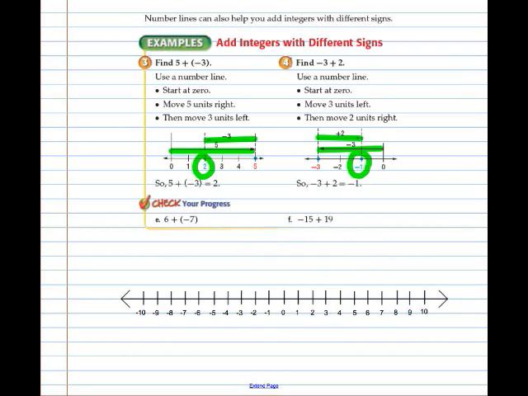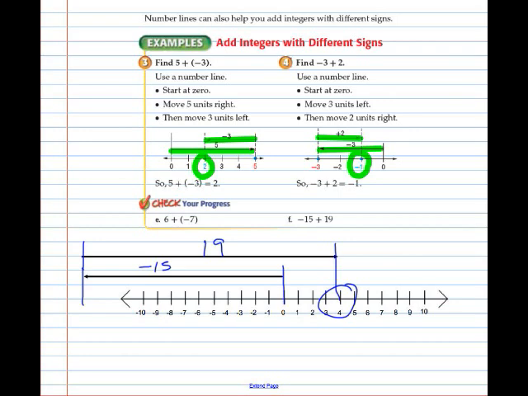-15 plus 19. Starting at 0, going 15 to the left, representing negative. Back 19 to the right, with the resulting sum of positive 4.